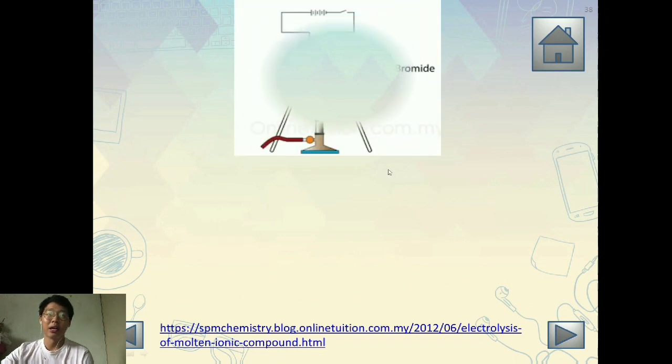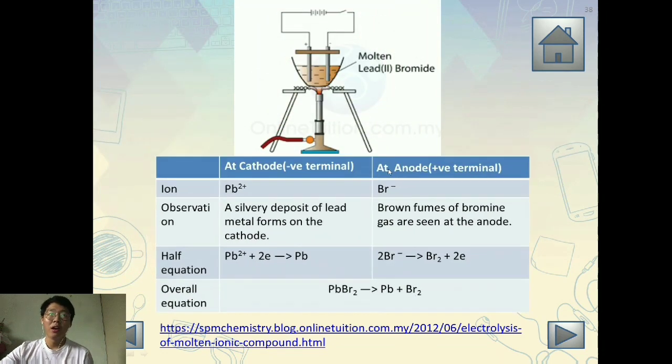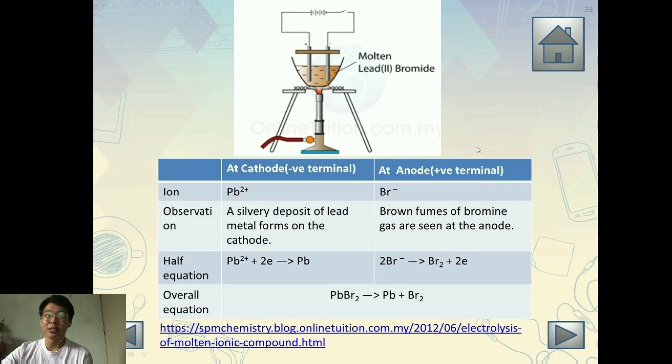here is the discussion for the electrolysis of molten lead bromide. At the cathode, the negative terminal, the positive ions will attach, and they will undergo reduction, receiving electrons to form Pb solid. Hence, a solid deposit is seen at the bottom of this electrolysis.